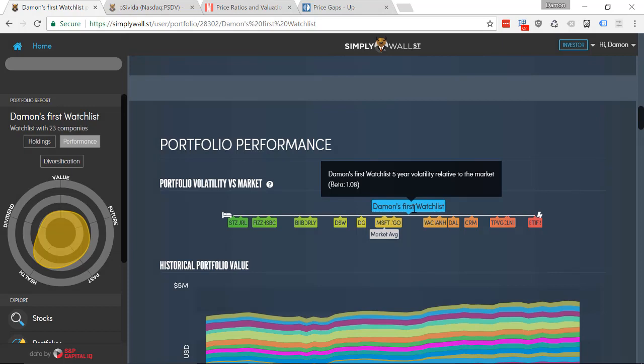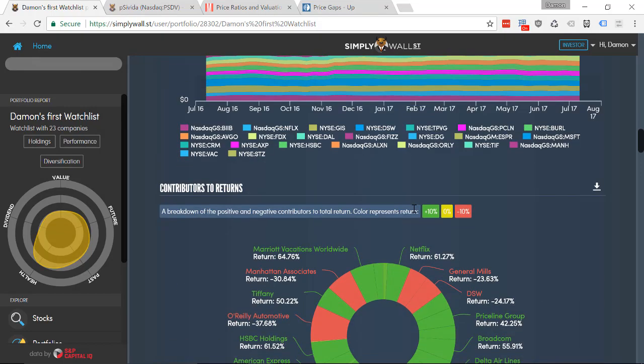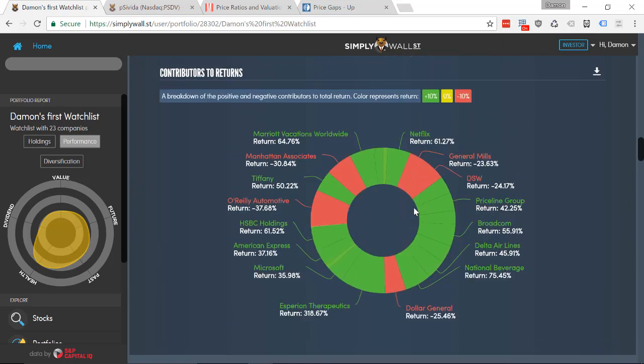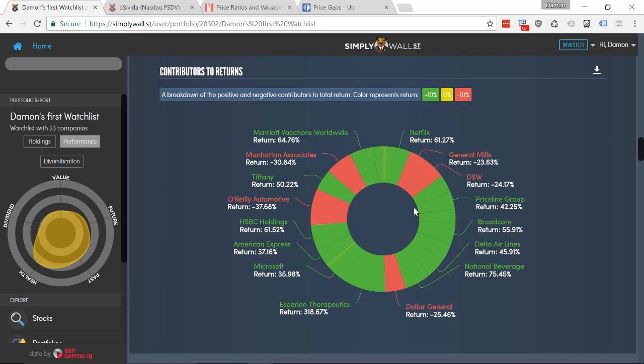So if you scroll over this, it'll tell you beta. So I've got a beta of 1.08. That means my portfolio moves more or less as volatile as the market. But the really cool thing is, now here we've got 23 different stocks.